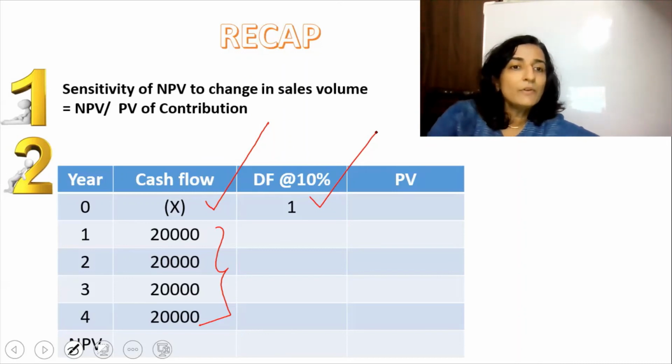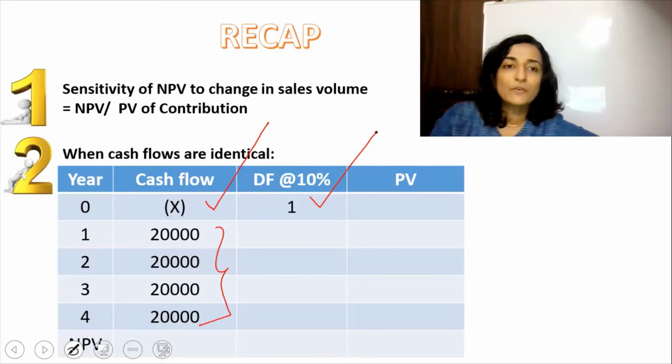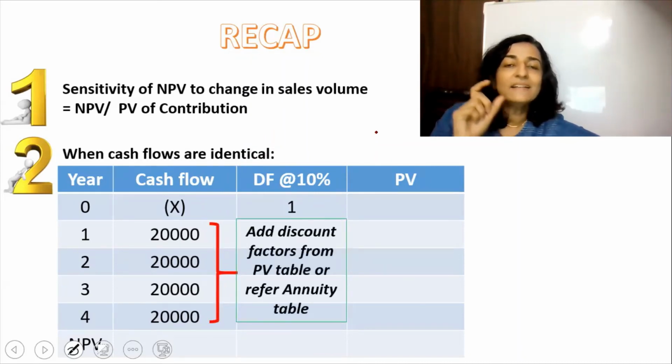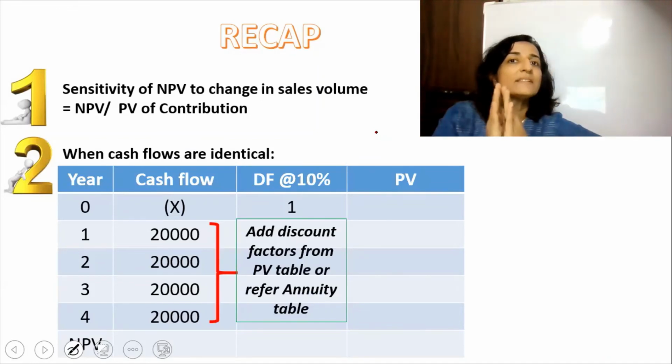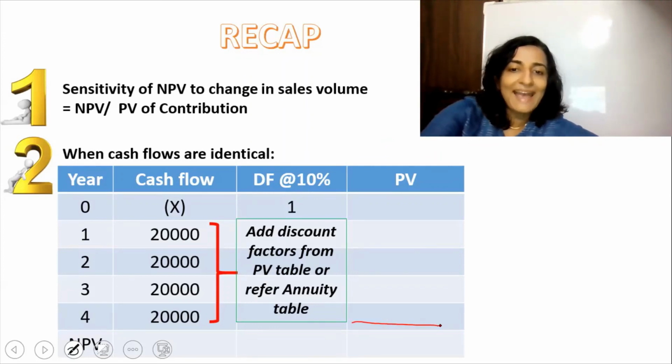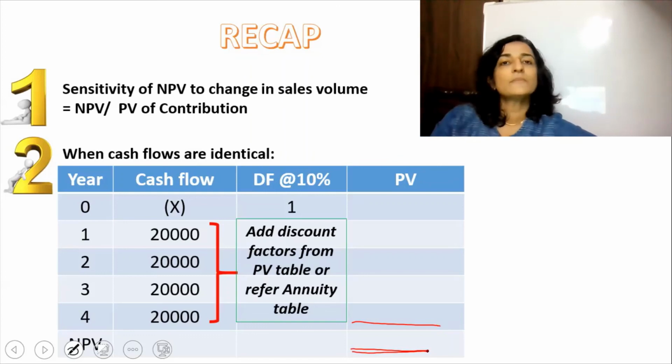You don't need to discount it because it's already in present value term, because that is now. And if you have the same figure, now this is 20,000, 20,000 for year 1 to 4, so these are identical items. So what should you do? When cash flows are identical, you have to add the discount factors from the PV table. So from year 1 to 4, you add the discount factors, or you can refer to the annuity table, and then you calculate the net present value by adding the last column. So that will be your net present value.